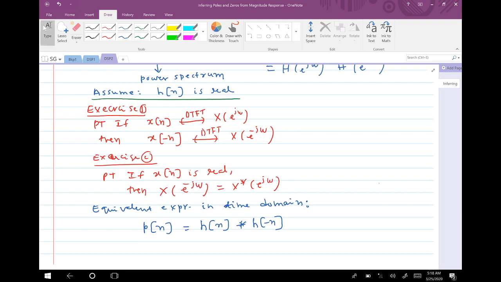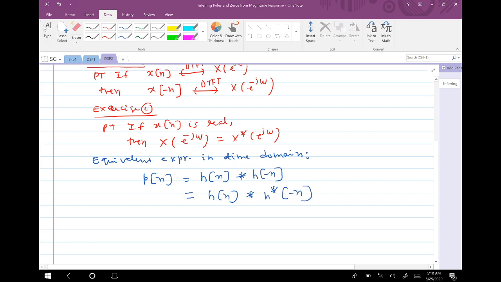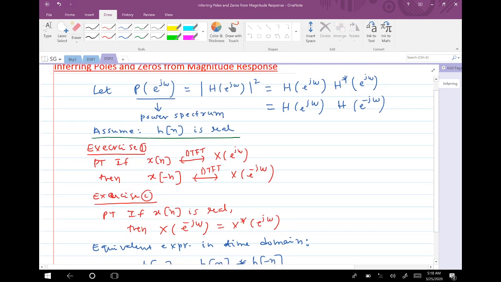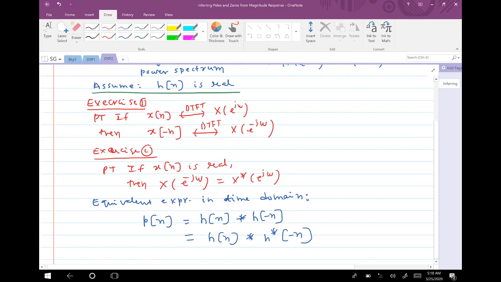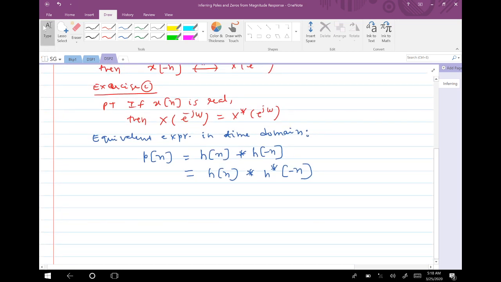So with that assumption, I could write it also as h of n convolved with h conjugate of minus n. Okay, we are actually interested in the z transform analysis. So for that we started with the Fourier, we went back to the time domain, and now we take the z transform so that we will get the equivalent expression in the z domain.